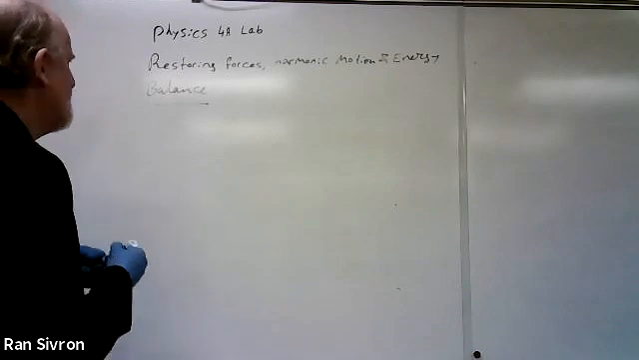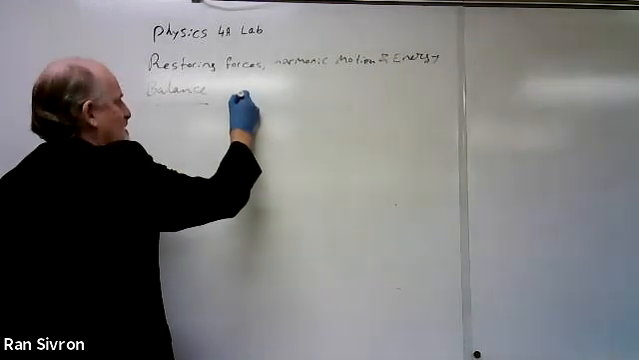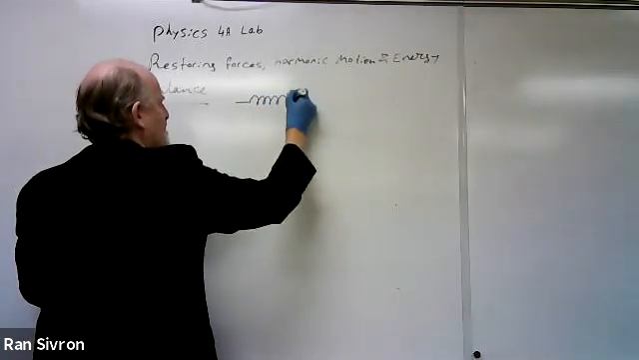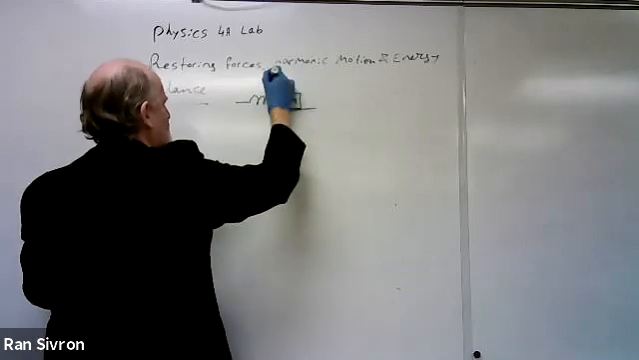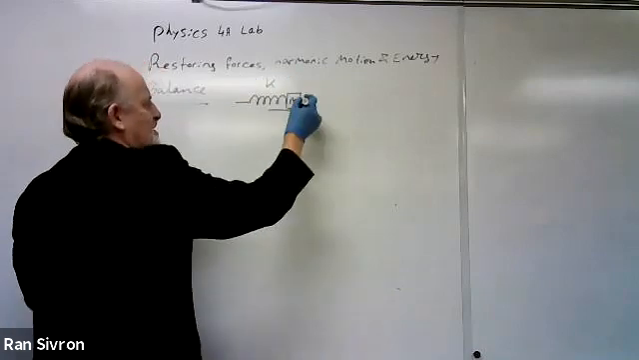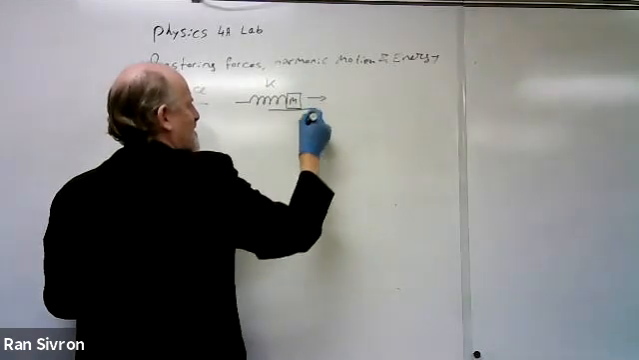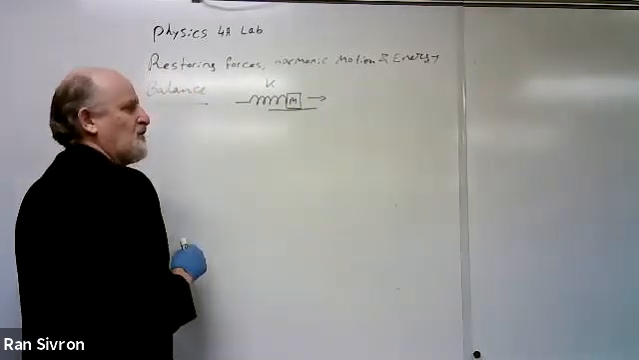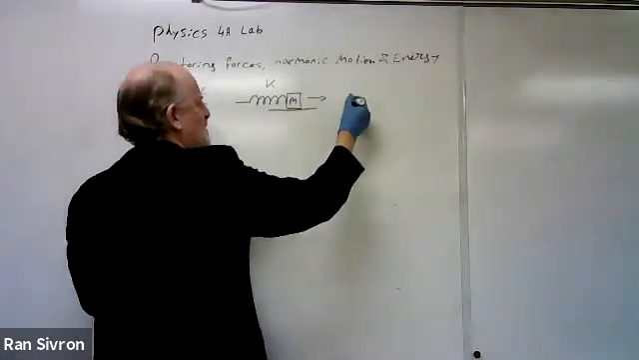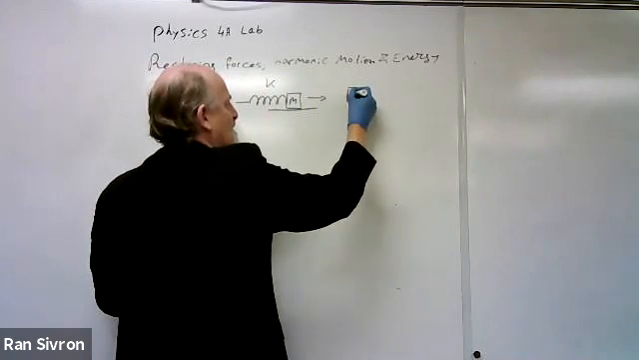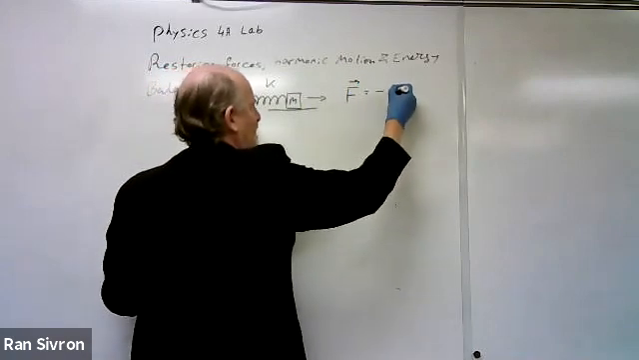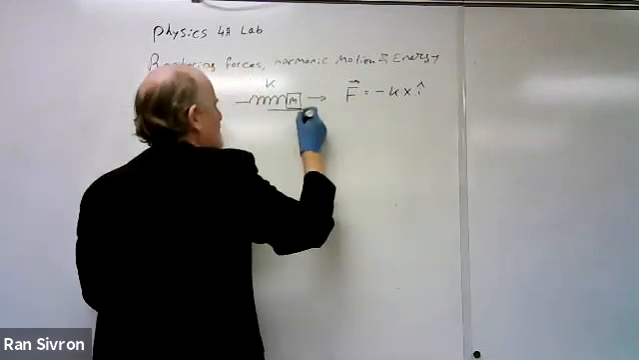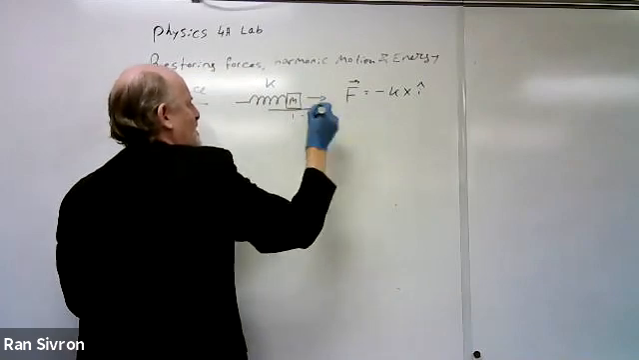Let's start. If we have a spring connected to a mass with spring constant K, the motion of the spring is, in this case, in the x direction. And obviously, the restoring force is opposite the direction of the motion. Hence, we can write that F is equal to minus K times x in the i hat direction, where that's my x direction.